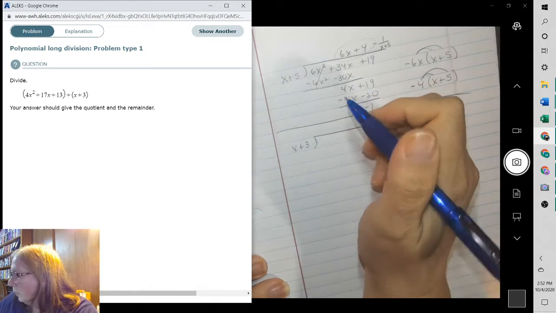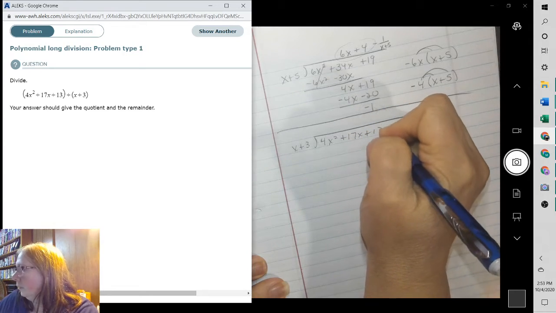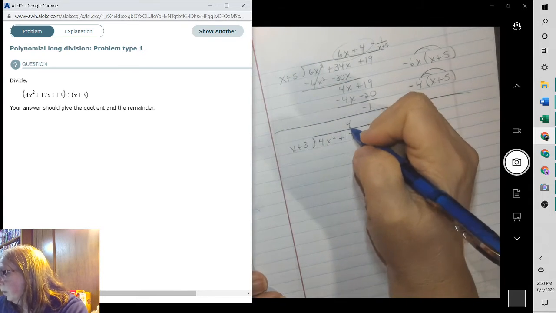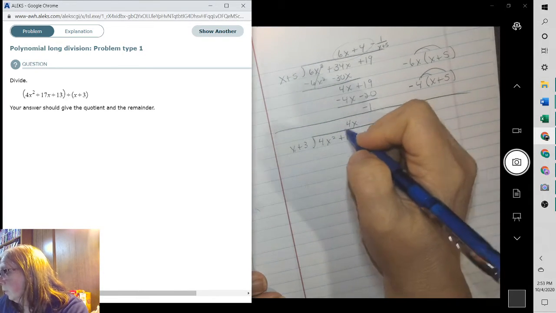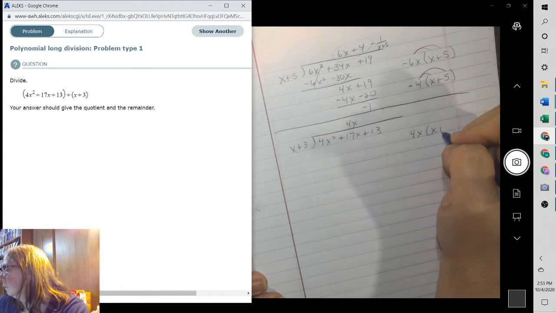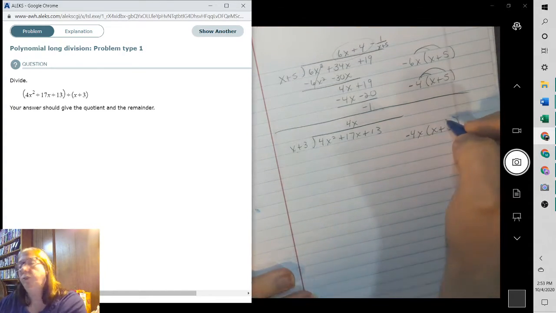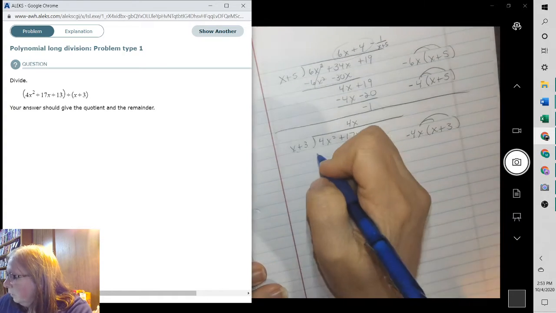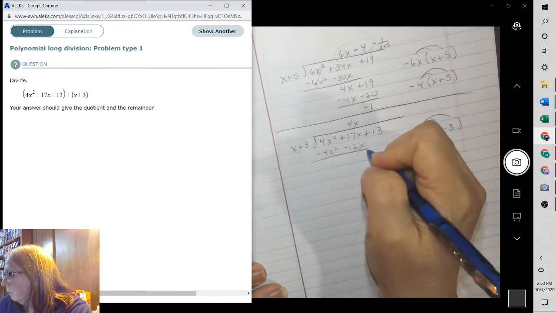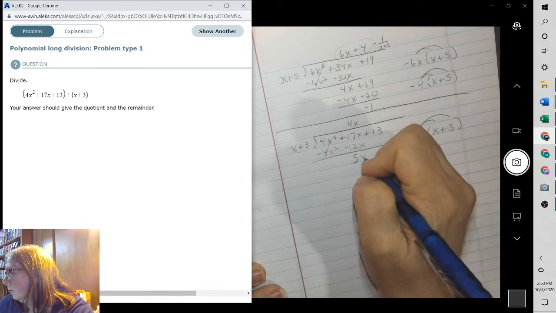And we have 4x squared plus 17x plus 13. What times x will give me 4x squared? Well, a 4 and an x. If I multiply those, I get 4x squared. So I want to multiply by 4x. Because I'm going to subtract, I'm going to change the sign right now and distribute it through. Negative 4x squared minus 12x. This cancels. 17 minus 12 is 5x plus 13.